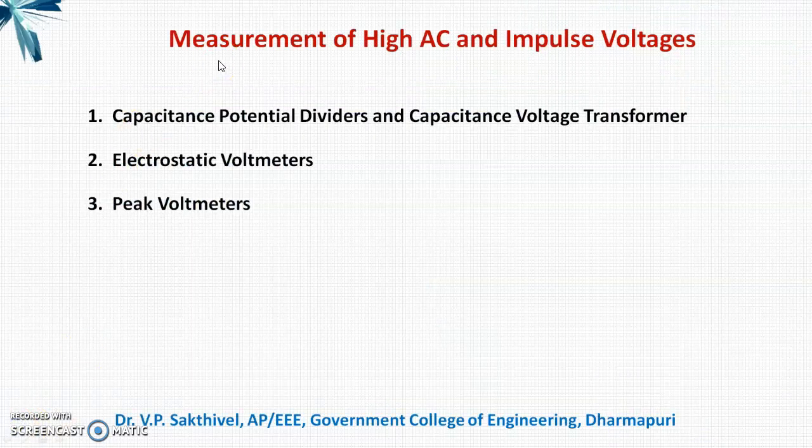Next topic is measurement of high AC and impulse voltages. High AC and impulse voltages can be measured with the help of CVT, that is capacitance potential divider, or capacitance voltage transformer, electrostatic voltmeters, and peak voltmeters.